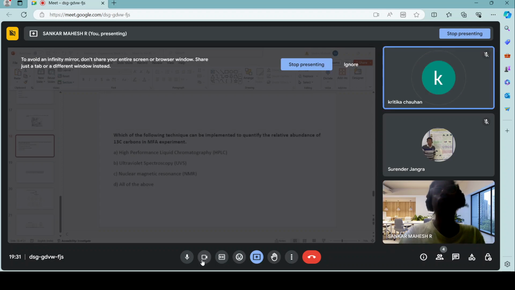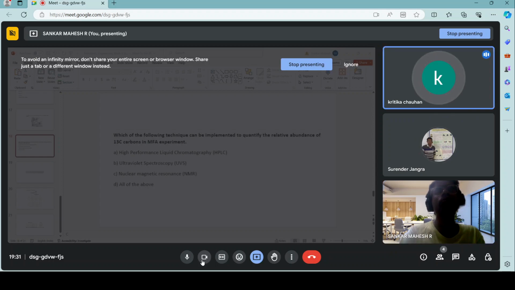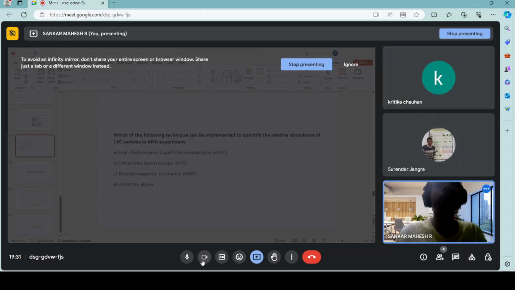Yes, sir. What can be the answer here? So now we've been told about the flux. Sir, can I try to explain these options? Yeah, I'll just finish this sentence and then you can try to say why a particular option is right or not right.